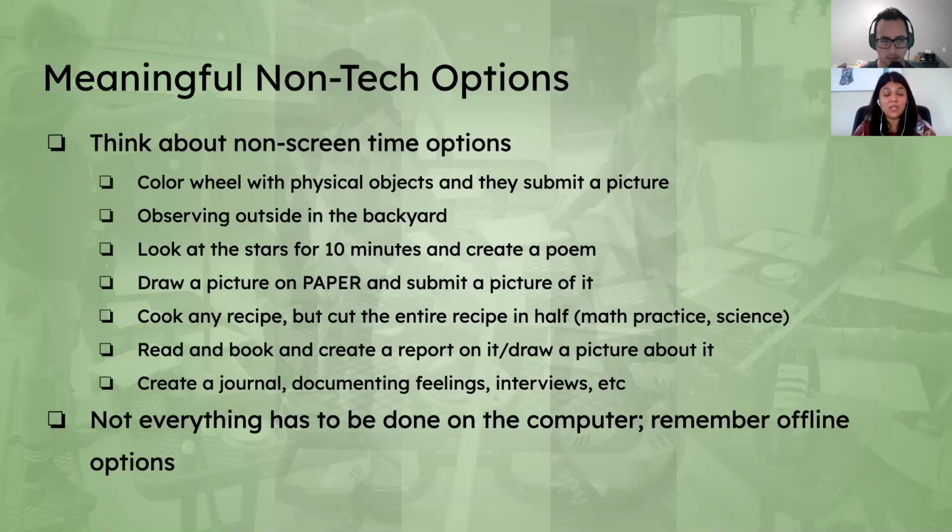Maybe they could just be creating a journal for right now for what's happening, because we're in an unprecedented time where the world pandemic is happening and everyone is supposed to be sheltering in place. This is a great time for them to be creating a journal about their emotions, what they're going through, and then interviewing their parents and people in their family or in their home to see how they are feeling. And then that gets them working on their literacy in so many different ways. Not everything has to be done on the computer. And so just remember that you aren't limited to the internet if you wanted to create some optional learning activities for your students.